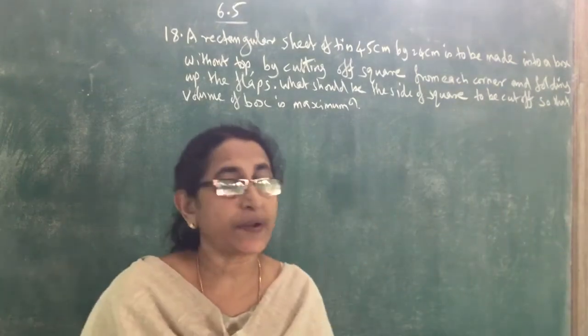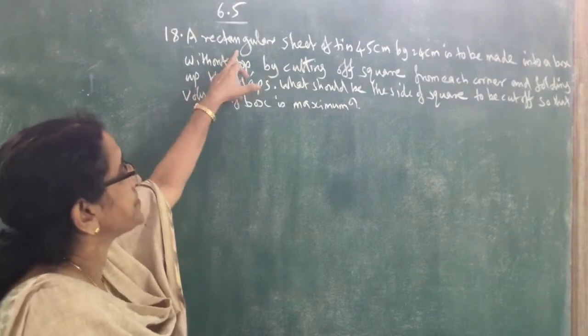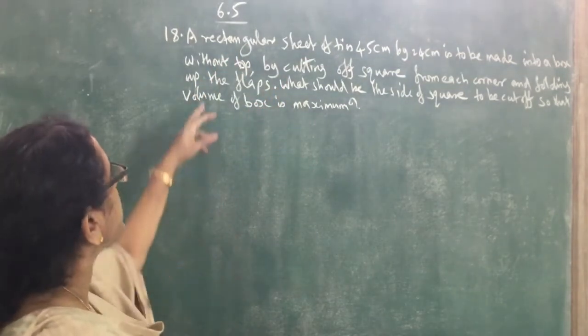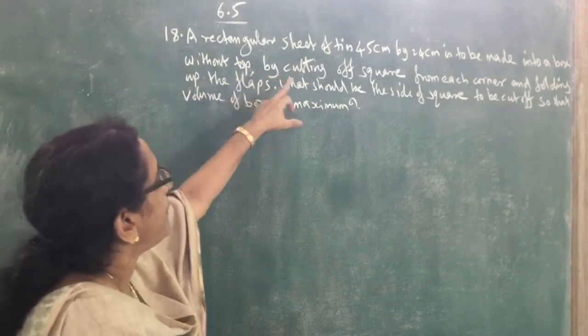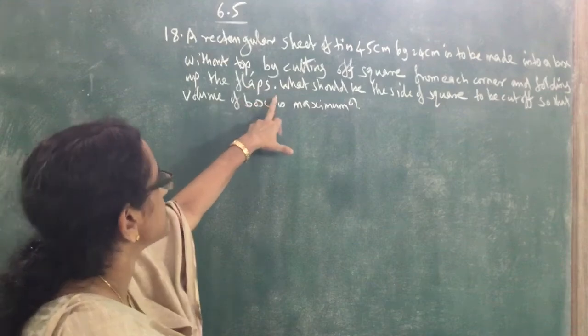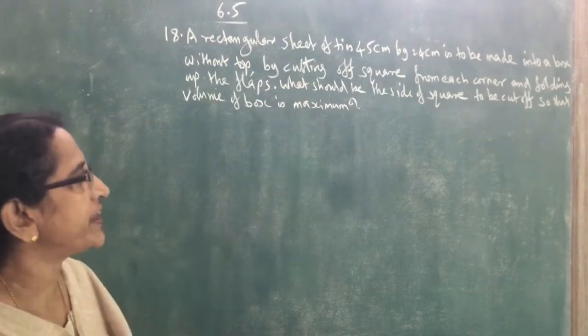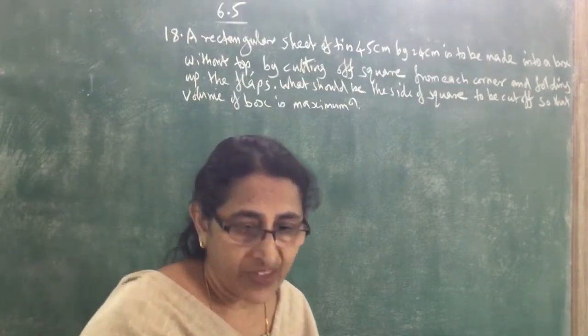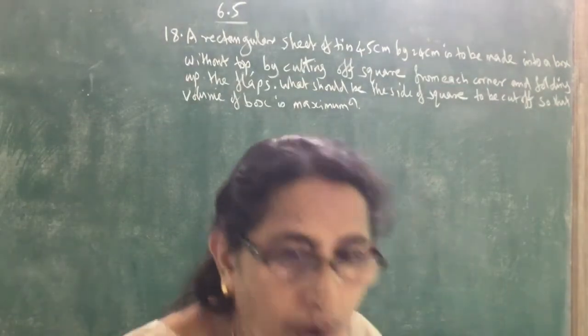Now, the 18th one. A rectangular sheet of tin 45 centimeter by 24 centimeter is to be made into a box without top by cutting off a square from each corner and folding up the flaps. What should be the side of the square to be cut off so that the volume of the box is maximum?